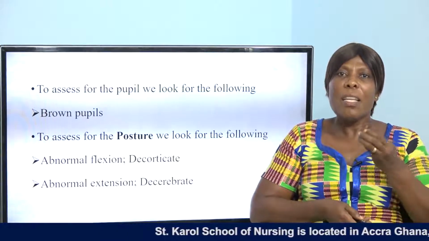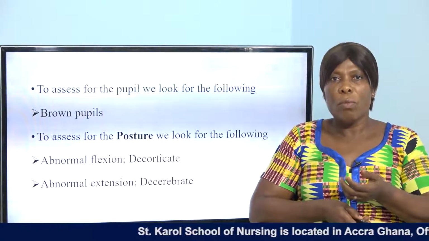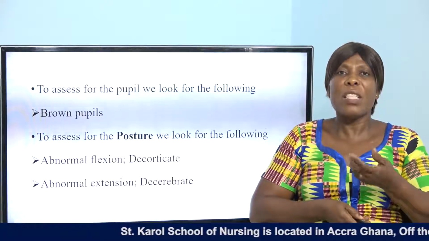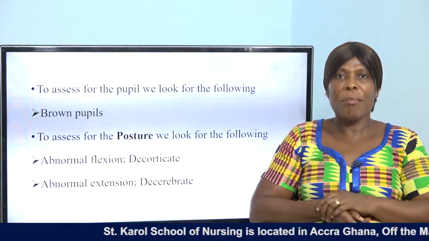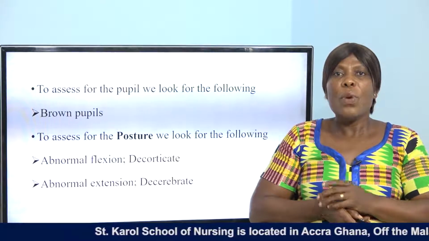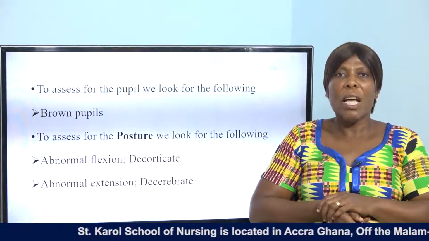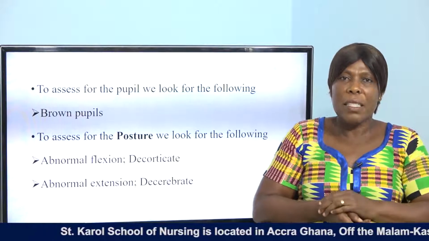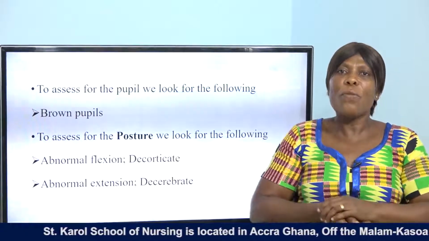Then assessing the pupil in the eye. The pupil may be brown. But with time and then breastfeeding, the color of the pupil changes. To assess for the posture, we look for the following: abnormal flexion. How is the baby flexed? Then an abnormal extension of the baby.